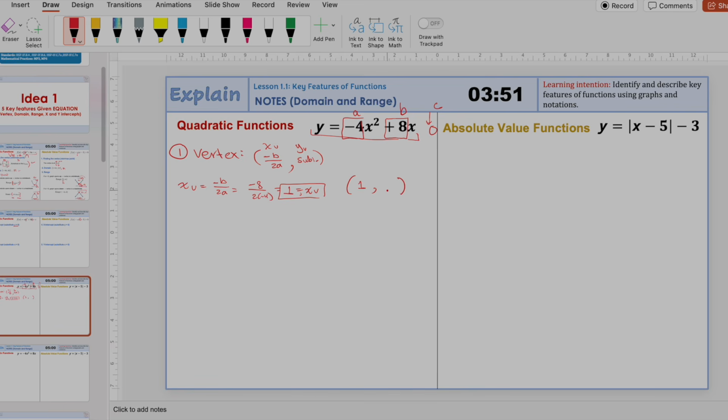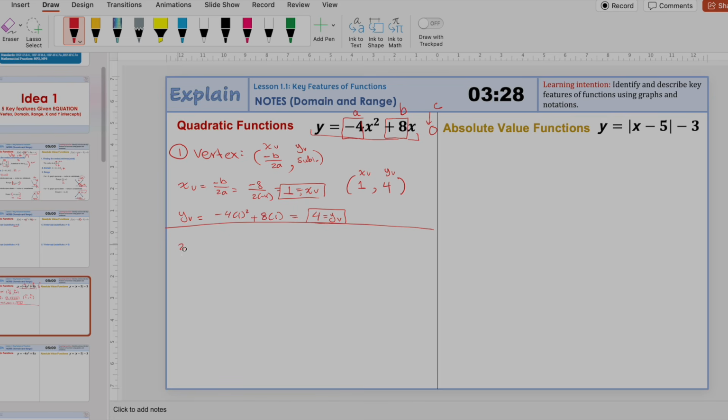Now let's find the y. How do you find the y of the vertex? Just use your equation. Instead of x, substitute 1. So negative 4 times 1 squared plus 8 times 1, which equals 4. That's the y of the vertex. This is the x of the vertex, this is the y of the vertex. We're done with the vertex.